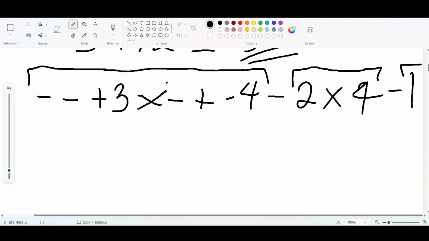So there are how many terms here now? There are 3 terms here, right? Because of that, we'll be able to reduce these 2 elements into a single element.